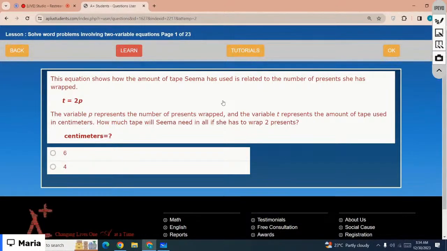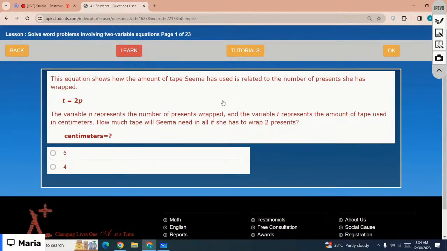This equation shows how the amount of tape Seema has used is related to the number of presents she has wrapped. T equals 2p. The variable p represents the number of presents wrapped and the variable t represents the amount of tape used in centimeters. How much tape will Seema need in all if she has to wrap two presents, right?